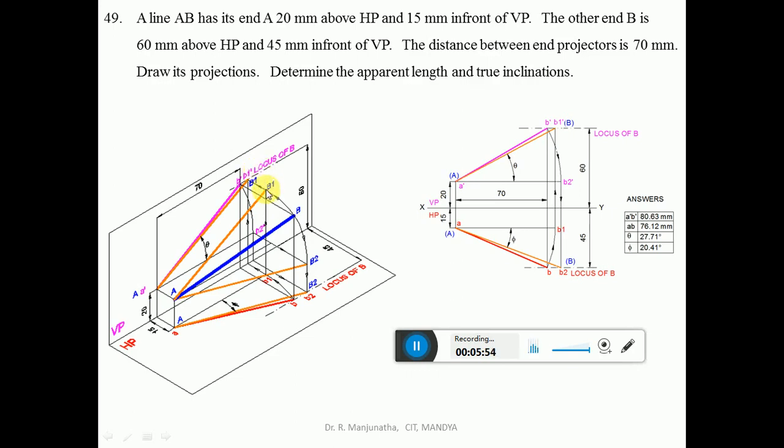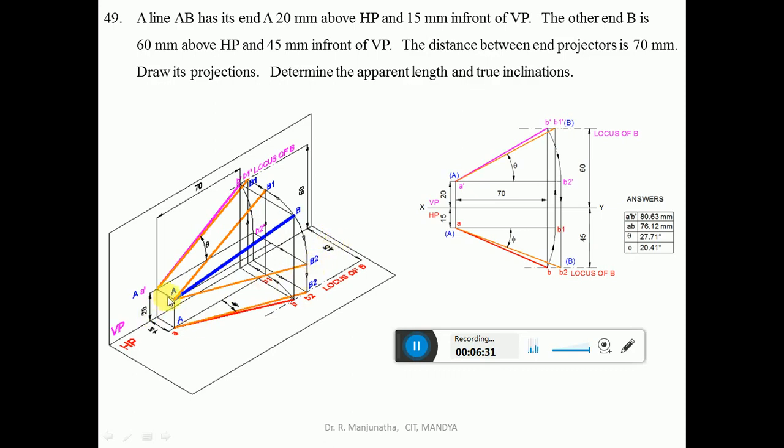Now we will find the true length in HP. We can find the true length in HP only when the line is made parallel to HP. So how do we make that parallel to HP? We have to take the line which is inclined to HP. Which line is that? It is the front view distance, A dash B dash, which is again capital AB. Now A is above HP by 20 mm and B is above HP by 60 mm. So you make point B also above HP by 20 mm.